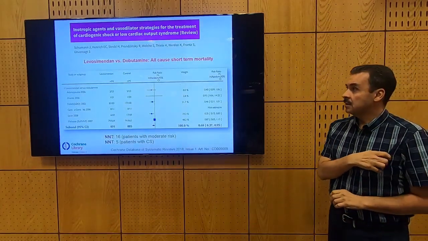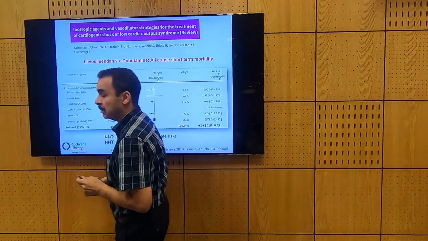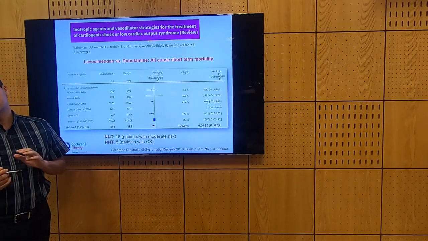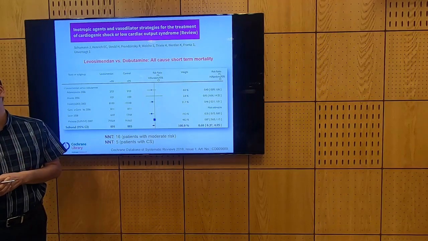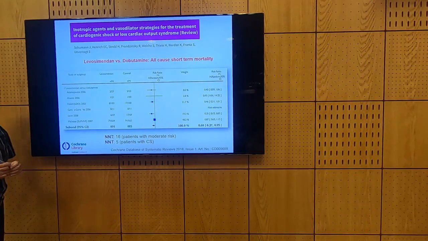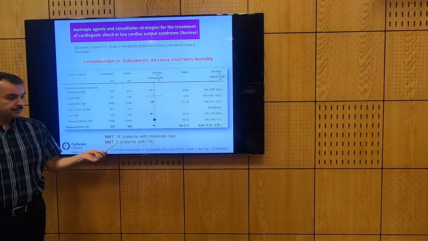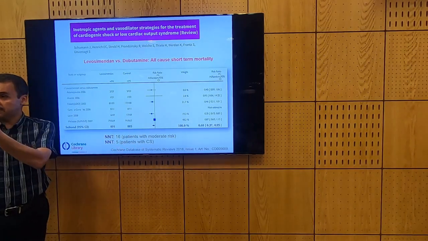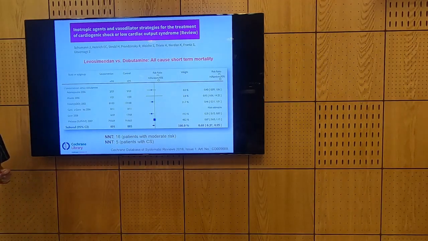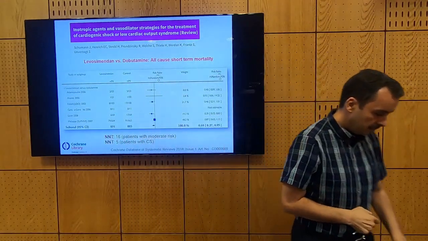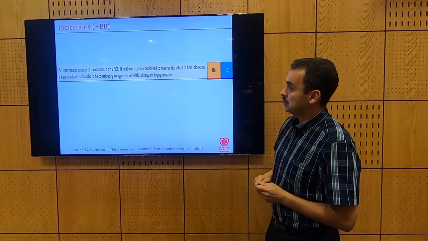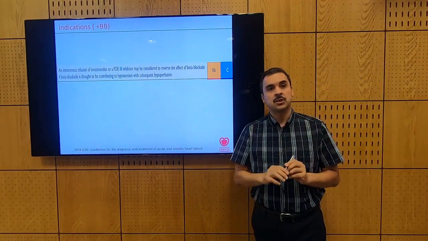In a meta-analysis that compared levosimendan to dobutamine, levosimendan showed favorable impact on mortality. Whether this is mediated by increased risk with dobutamine or a true favorable impact of levosimendan, this cannot be judged. And it was estimated that we should treat 5 patients with cardiogenic shock to have a favorable event in 1 patient, in terms of short-term mortality within the hospital. And this is why now we have a recommendation for the use of levosimendan in specific situations.